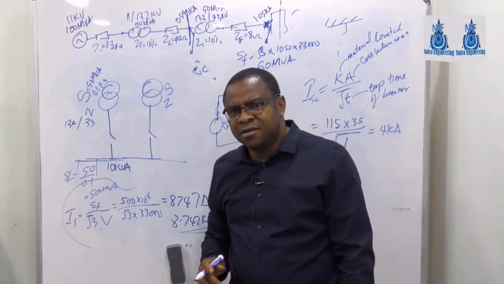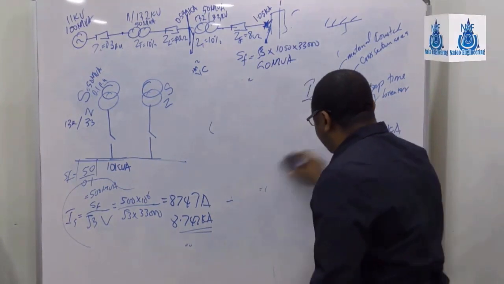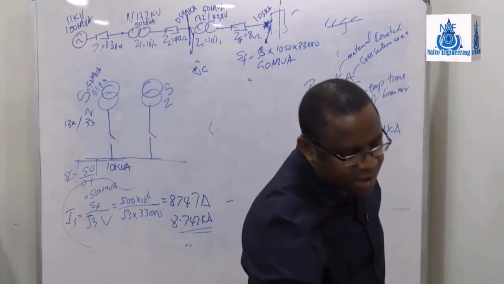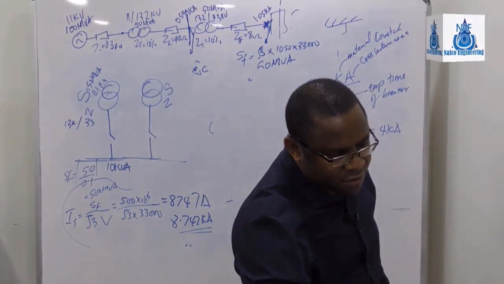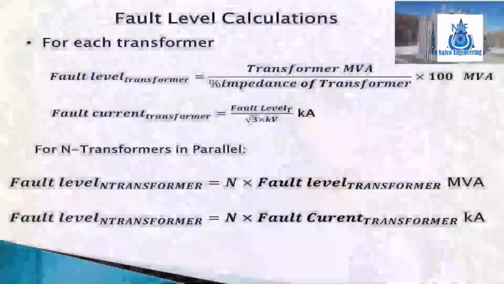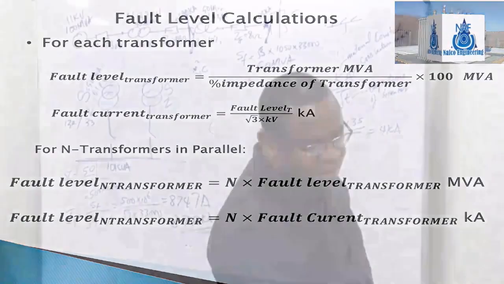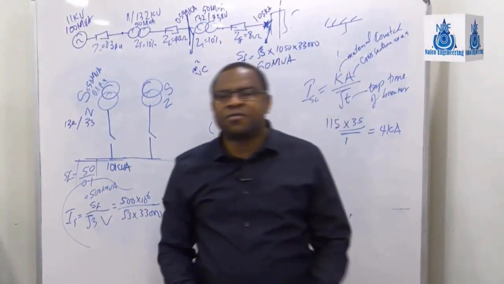Did you get that? So it means we can just write it like this, the way it is. I think I put it here. Just like this. Okay, that for n transformers in parallel, the new fault level at the secondary terminal of that transformer will be n times the fault level of one transformer. So if you have 2 transformers in parallel, the fault level will double. If you have 3, it will triple. Okay, did you get that?